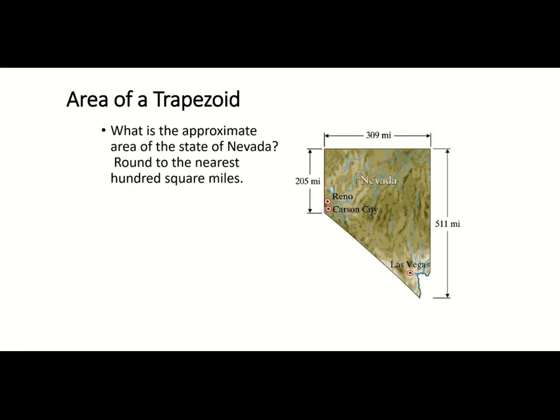All right, we're going to practice finding the area of a trapezoid. And if you recall, our formula for the area of a trapezoid is always going to be area is equal to 1/2 times height times base 1 plus base 2.